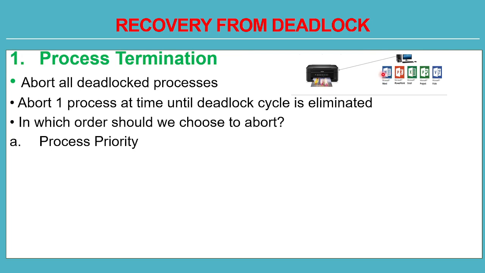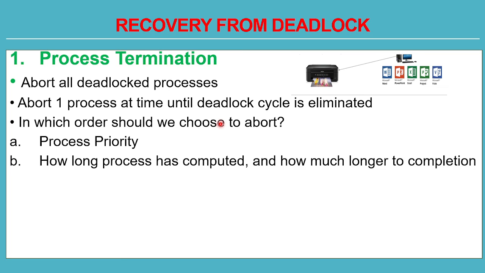Like Word is more important. I want this Word document to get printed. It is a very important document. I want it to get printed. So keep that Word document open, and the rest of the processes you can abort or close because they have low priority as compared to Word. So based on process priority, you can abort the processes.